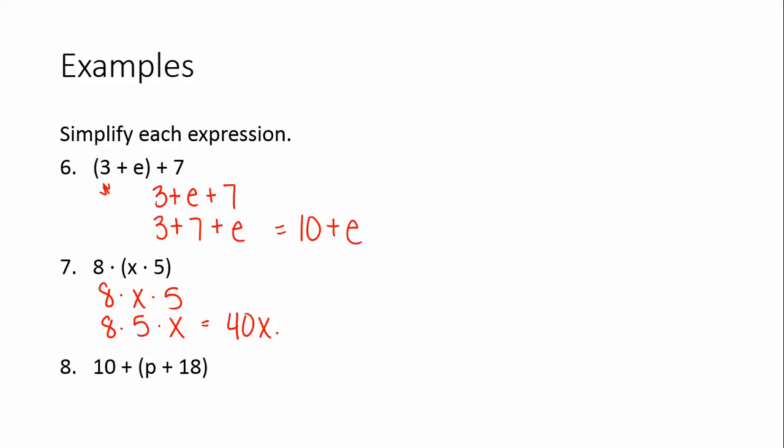Go ahead and pause the video here, try number 8 on your own. We're going to drop the parentheses and change the order. Then when we combine the like terms, or when we add the two constant terms together, we end up with 28 plus p.